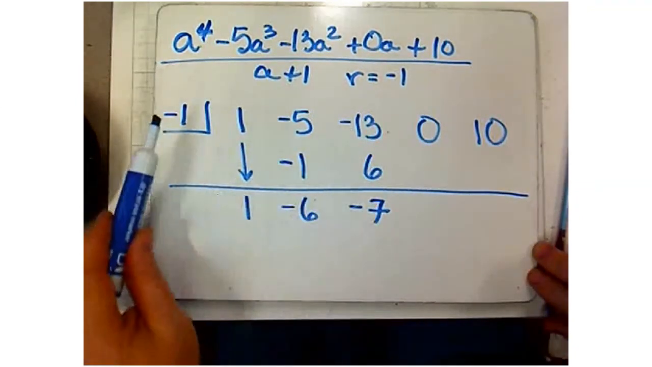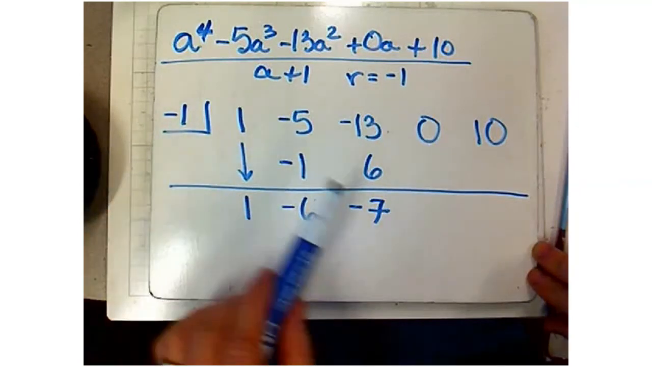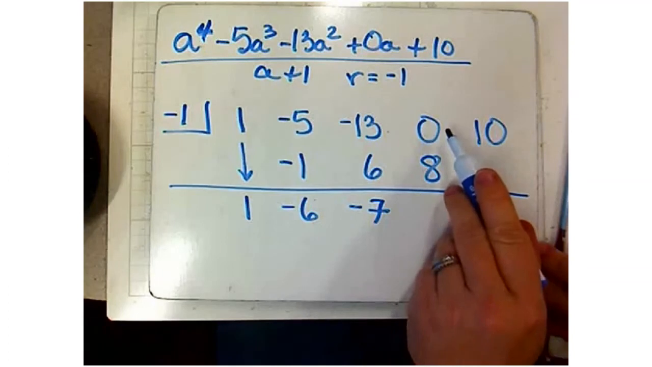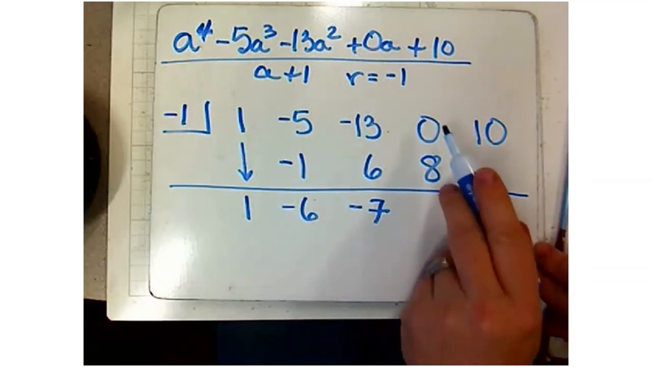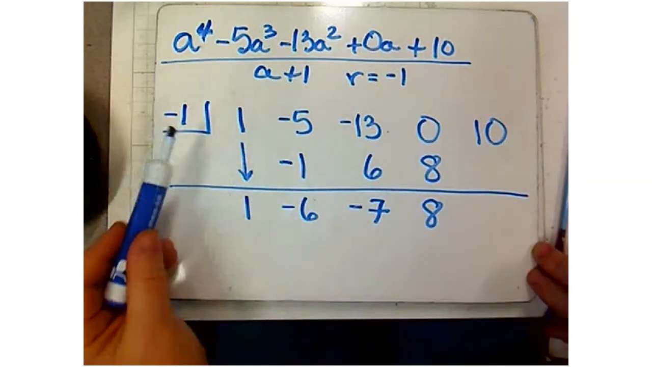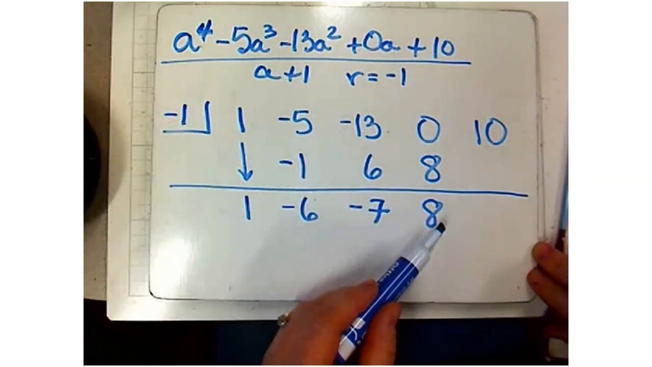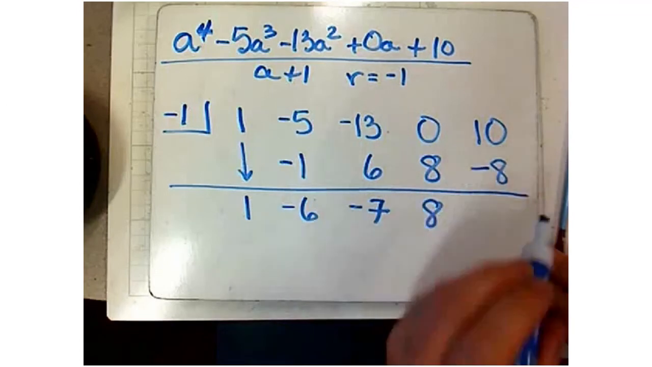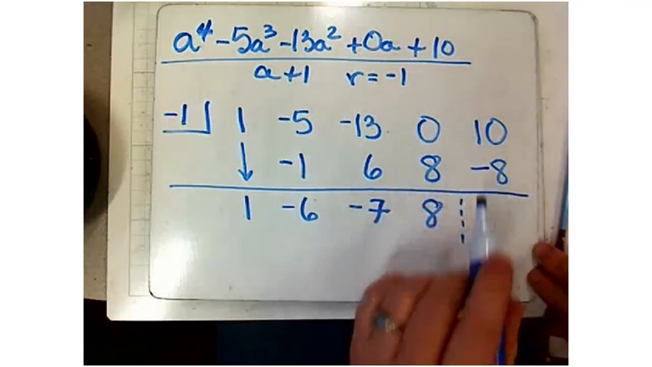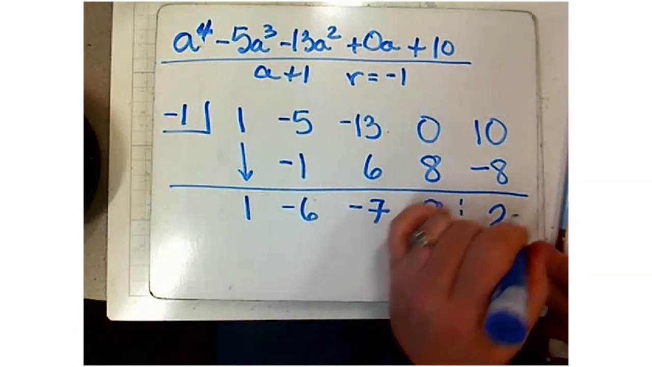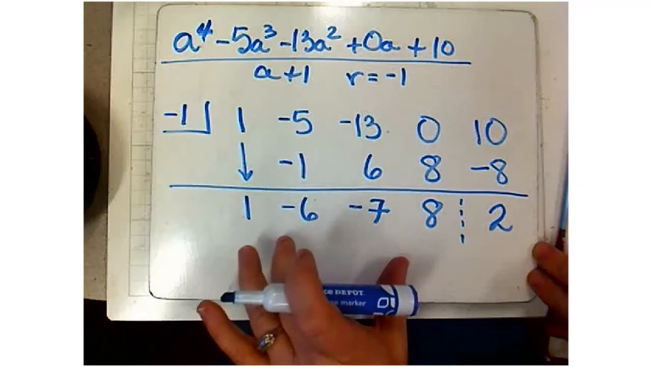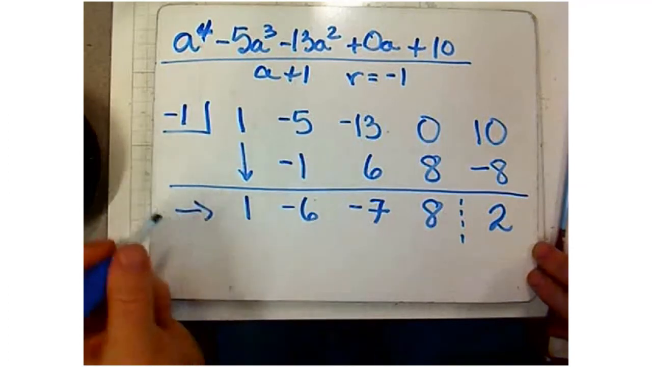Then we're going to multiply that times our r value. So -1 times -7 is a +7. We're going to put that in the next column under the 0. And 0 plus 7 is 7. And then -1 times 7 is -7. So we put a -7 under the 10, and 10 and -7 is a +3. So we're going to have a remainder. No big deal.